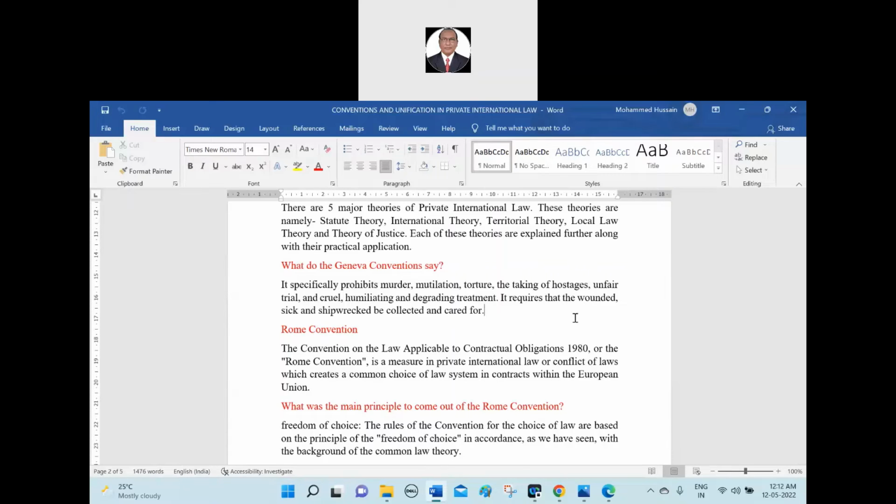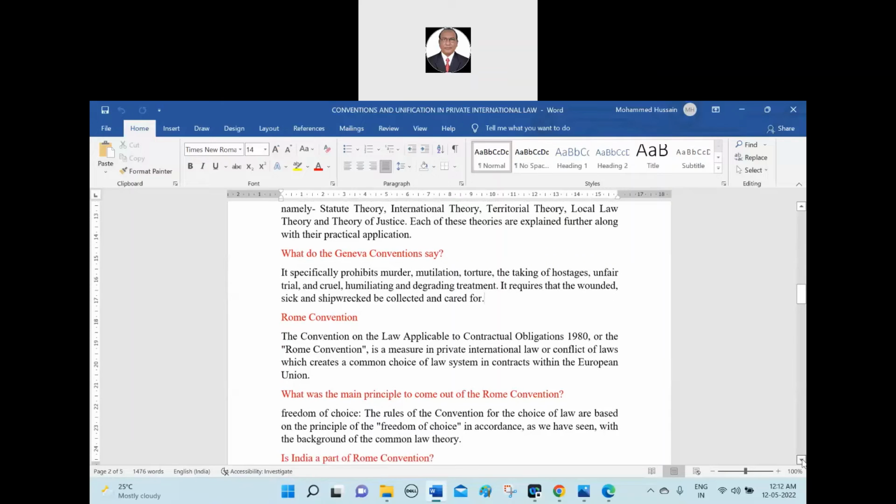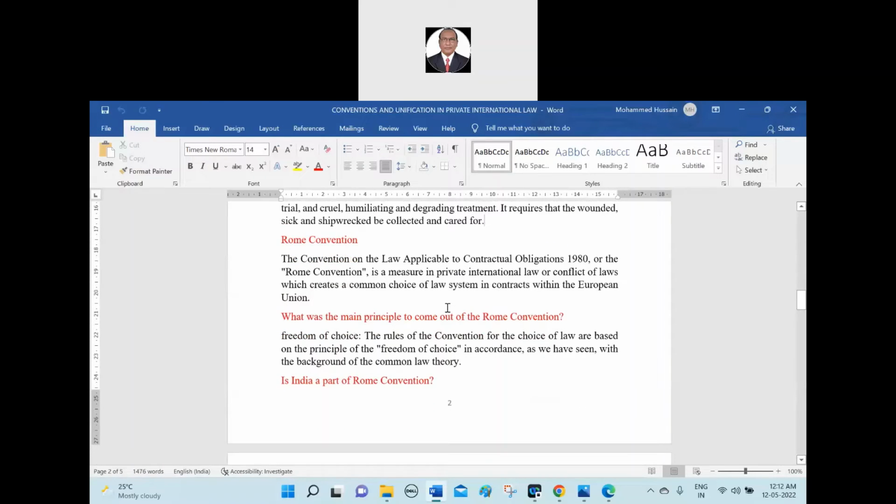Diplomatic relations should be curtailed. Economic sanctions should be imposed: no export, no import, no transport. And if they want, they can send UN troops for enforcement if further violations occur. Okay, let us see the Rome Convention.